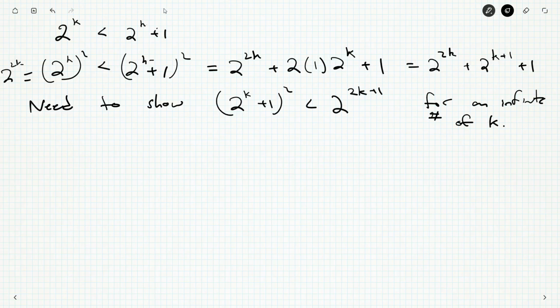None of these are perfect squares because it's 2 to an odd power. Okay, 8's not a perfect square. 32, not a perfect square. And you might want to mention that that's why these 2 to the odds should work. But, okay.